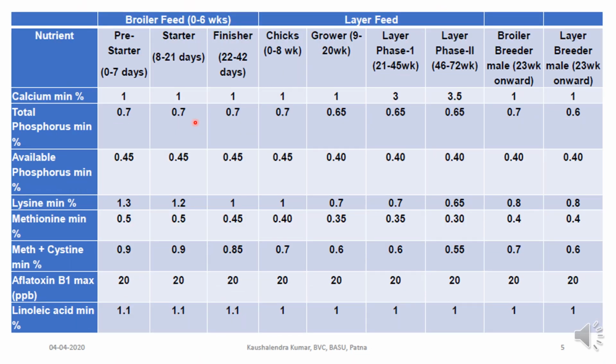Still with calcium, we shall observe that for broilers it is always 1% throughout. Then for layers it has to increase. At first it's always 1% when it's still a grower, but as it starts laying eggs from the 21st week, we shall increase the calcium to 3%. But as the bird gets old, we shall have to increase it to 3.5.